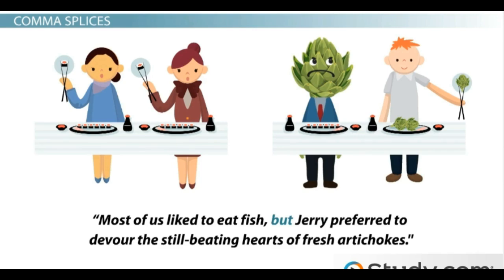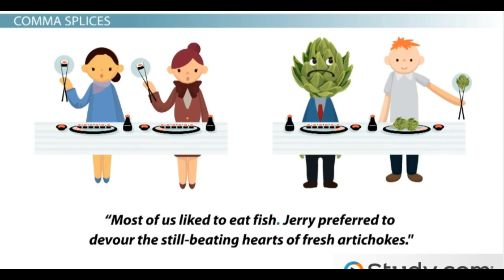Because a comma splice occurs between 2 independent clauses, you can also remove the comma and replace it with a period, making 2 separate sentences, or a semicolon like so. Most of us like to eat fish; Jerry preferred to devour the still beating hearts of fresh artichokes. The most basic thing to remember about comma splices is that it's really just a misused comma, where other punctuation would be more appropriate.